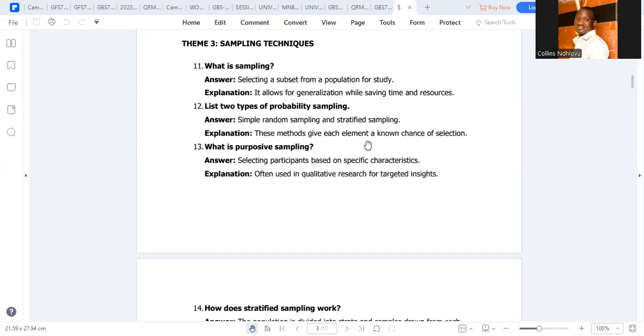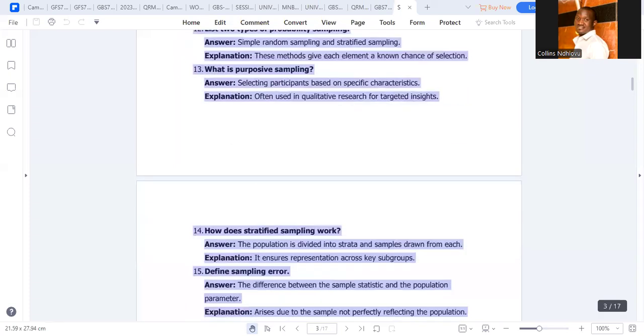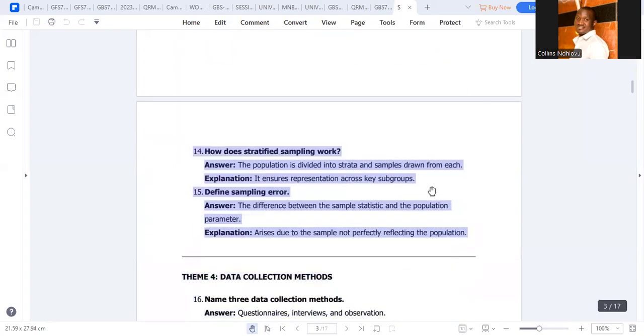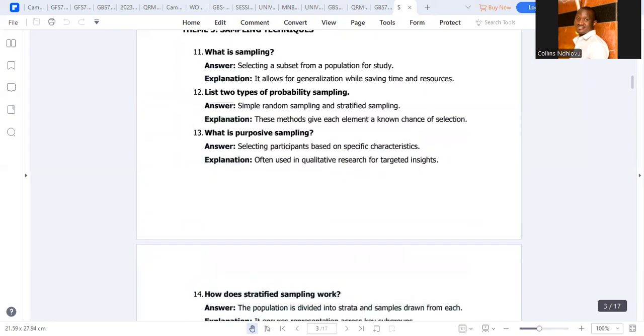on sampling techniques. So we are going chapter by chapter, just to summarize what we've been learning throughout. So we're basically looking at chapter 3 of our research. So what is sampling? What are sampling designs? What is sampling error?